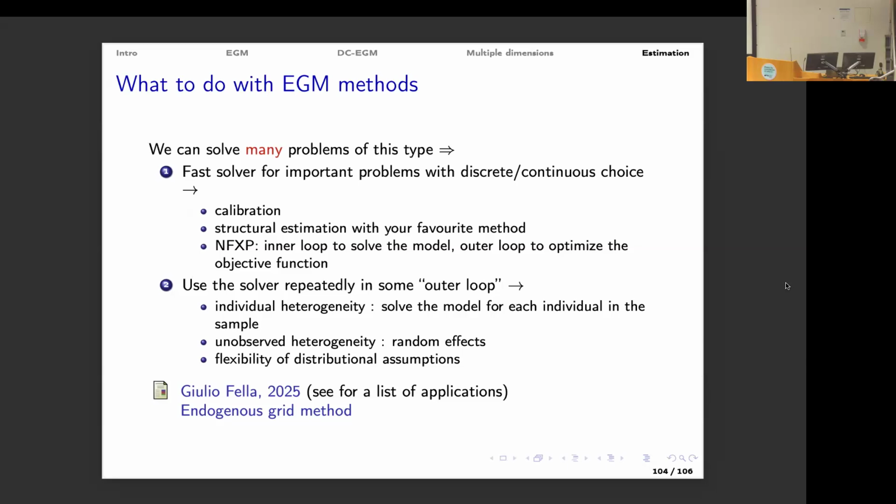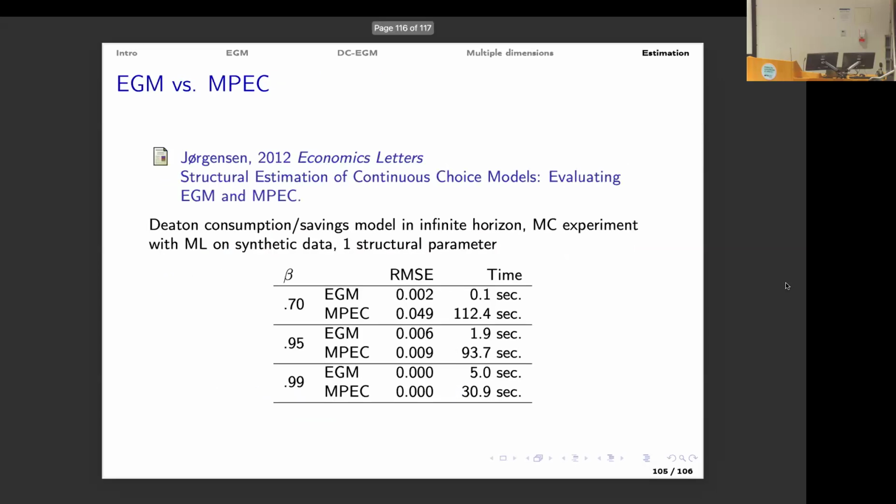You can structurally estimate by forming a nested estimator. But you could also do some other outer loops. Equilibrium would be an example. Or maybe individual heterogeneity: if you can solve this problem really fast, maybe you can solve it for every observation, every individual in your data, and be non-parametric about heterogeneity. Again, this paper in the reading list on the repo has all sorts of applications, and I think it has an exhaustive list of everything that's been done with EGM in applications.